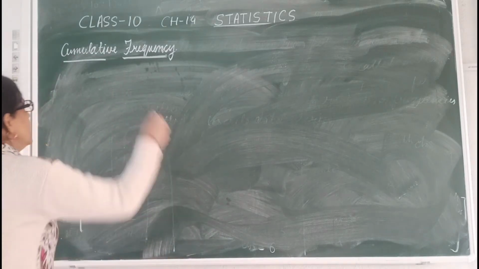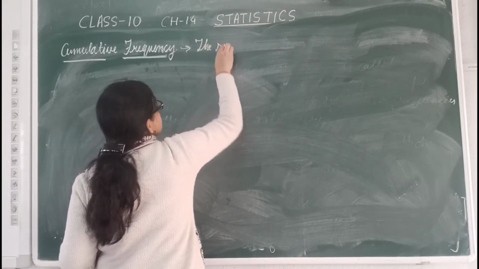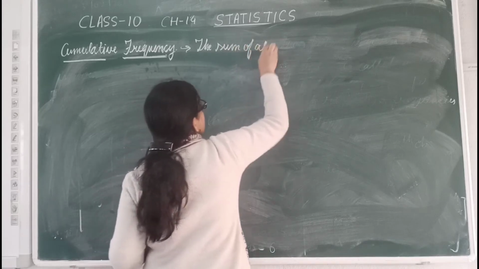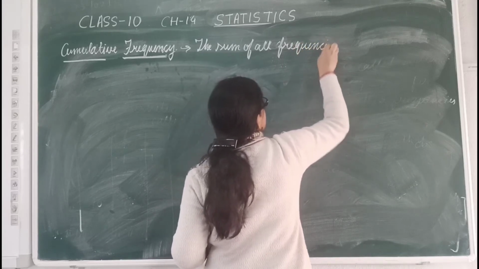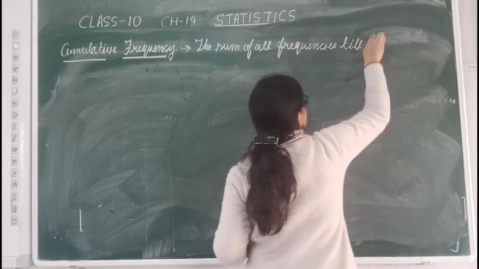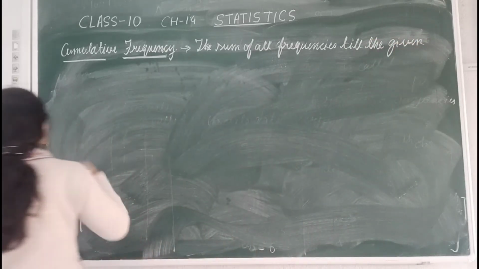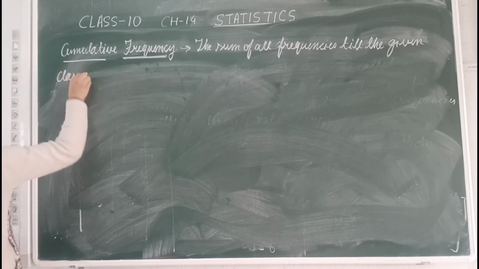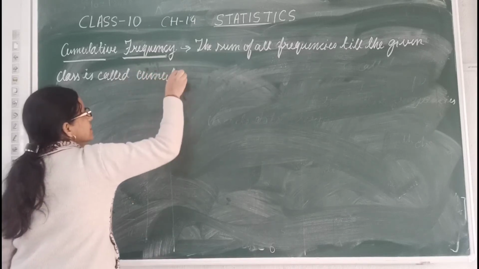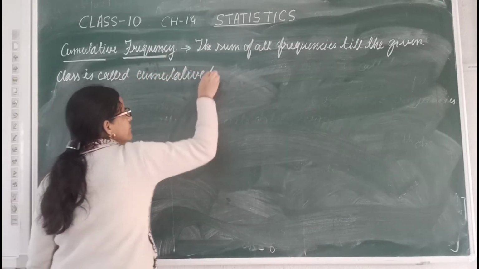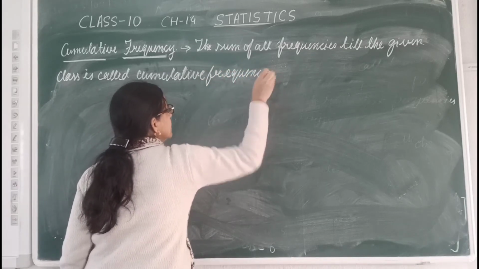So let us proceed. Cumulative frequency, write the definition. The sum of all frequencies till the given class is called cumulative frequency.